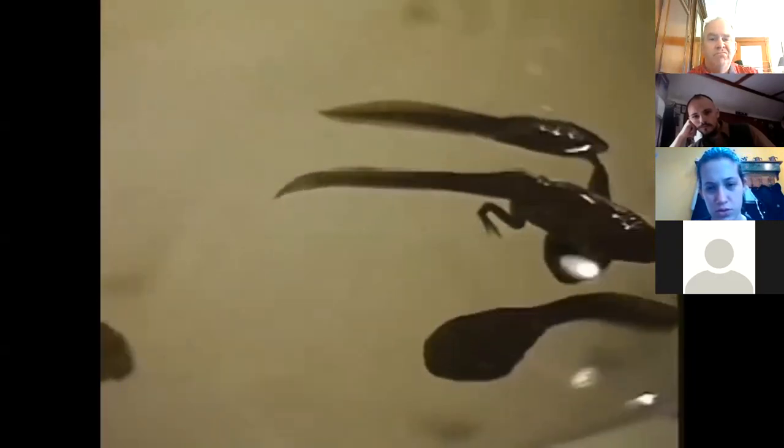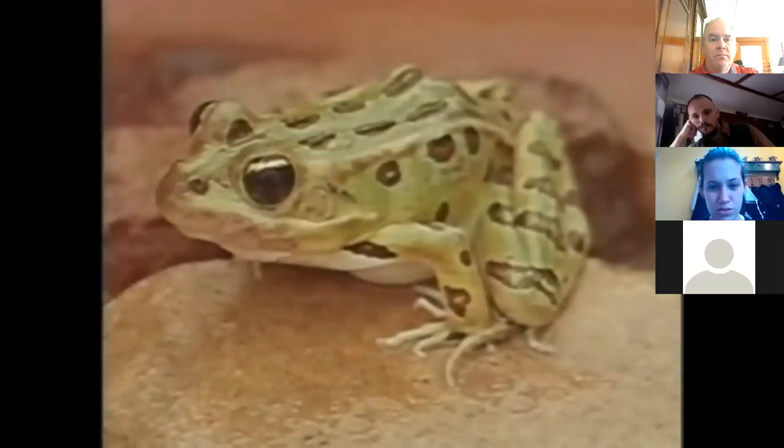Eventually, the embryos hatch as free-swimming tadpoles, or larvae. The tadpoles undergo metamorphosis and tiny frogs emerge that eventually grow into adults.